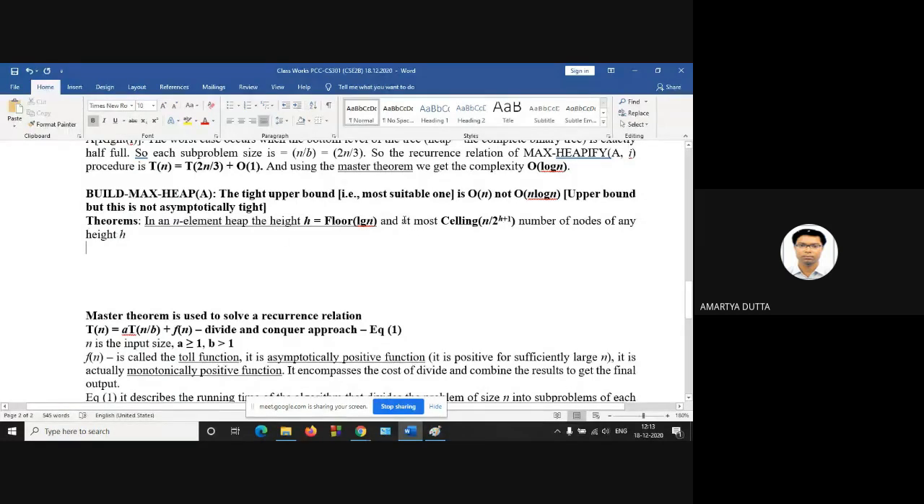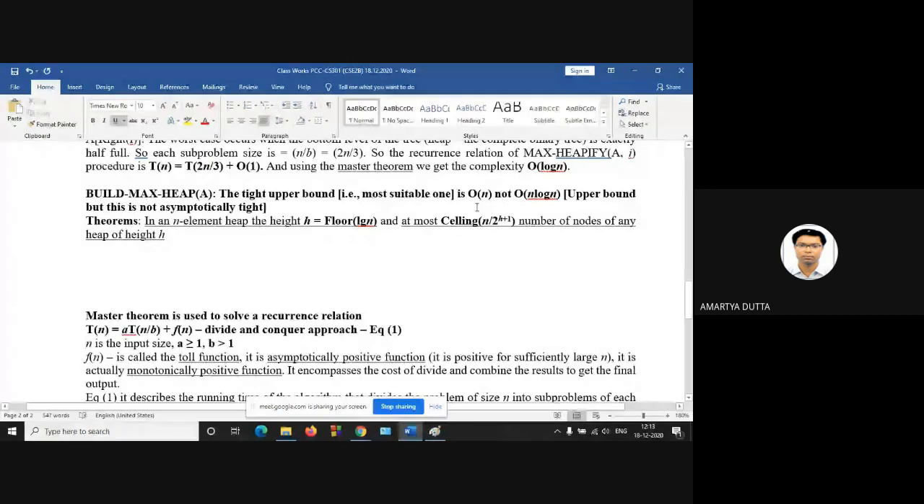And the second theorem is that there are at most ceiling of n by 2 to the power h plus 1 number of nodes of any heap of height h. So based upon these 2 theorems, we have to calculate the build max heap complexity.